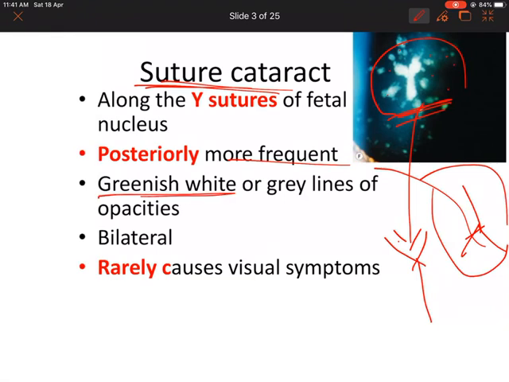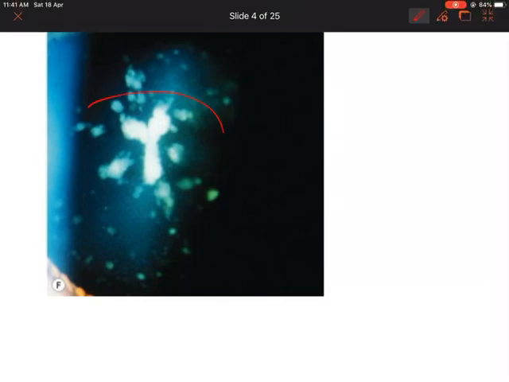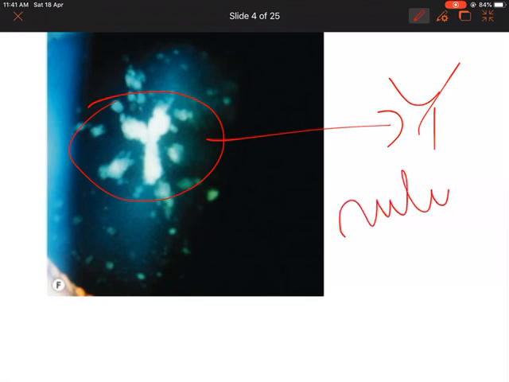The greenish white or gray line opacities are present bilaterally, and it also rarely causes any visual symptoms. There are no visual symptoms usually. Patient will have good vision. This is a larger picture of the same thing, Y-shaped sutural cataract.